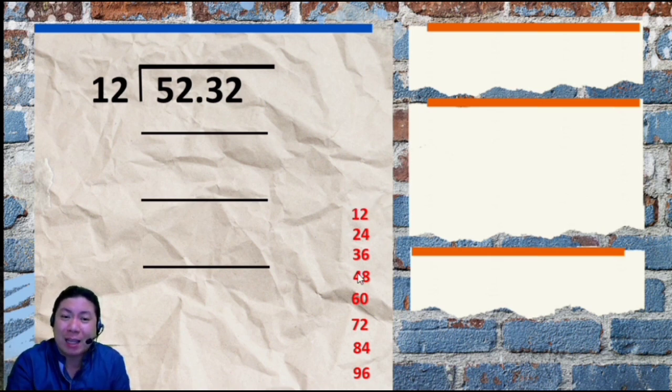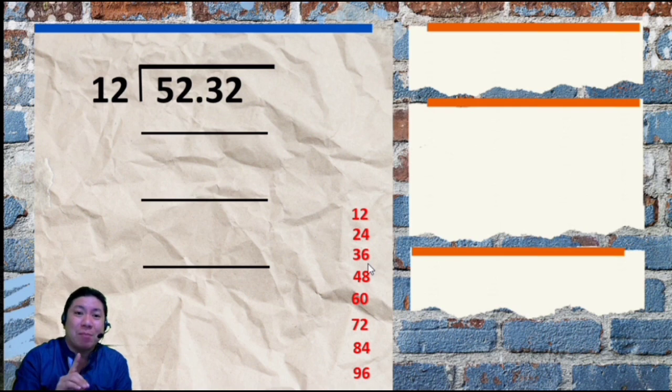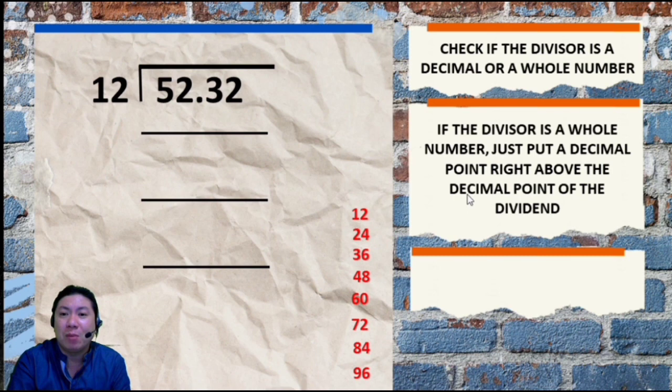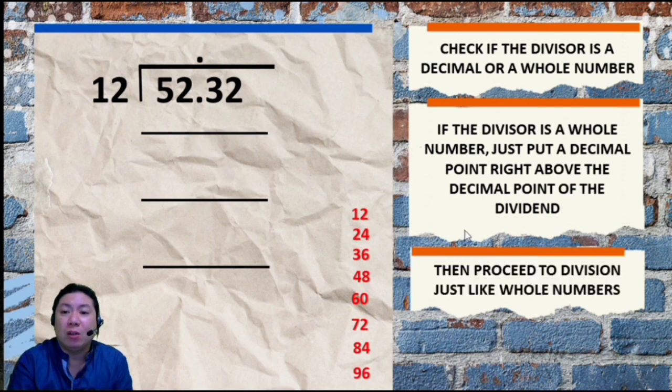Mamaya, malalaman natin, no? So, punta na tayo sa step number 1 and solve this one, ano? So, step 1 is check if the divisor is a decimal or a whole number. So, obviously, it's a whole number. So, proceed to step number 2. If the divisor is a whole number, put a decimal point right above the decimal point. So, kung ito ay ating decimal point, maglagay ng decimal point sa taas. Now, we are now going to proceed to our third step, which is division just like whole numbers.